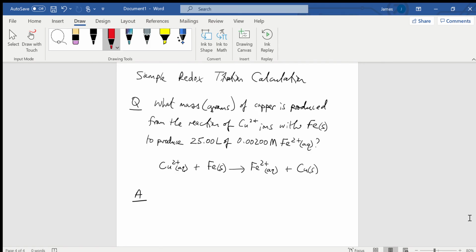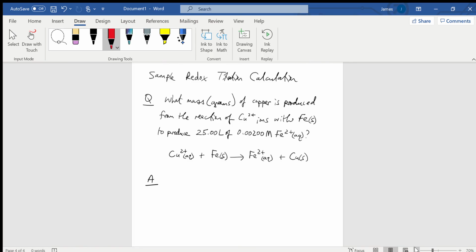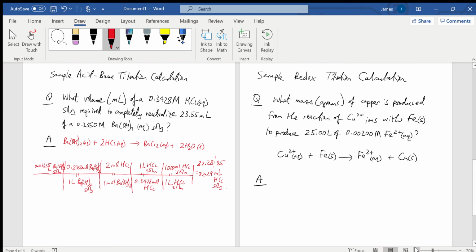This is nice that they've given us a balanced equation, because balancing redox equations is a whole other video which I have, and I think I've called it balancing redox equations. But that's a separate skill that you should learn separately from doing these calculations, because that's definitely something you have to get used to. Mercifully, this is already balanced though. Okay, so we are going to set up our dimensional analysis approach to the solution.